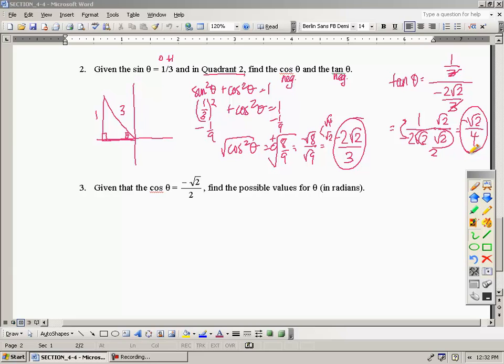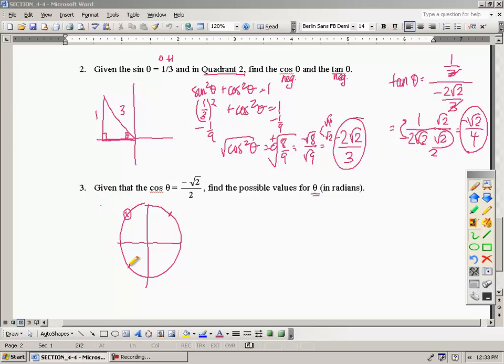The last one starts us getting into stuff that's coming up. We give you that the cosine of an angle is negative square root of 2 over 2, and the question is, what could that angle be? Okay, I'm going to draw a picture. Because it's the square root of 2 over 2, I know it has to be 45 degrees. Is it in quadrant 1? No, because the cosine would be positive. Is it in quadrant 2? Well, yes, because I know that it'd be a negative cosine and a positive sine.